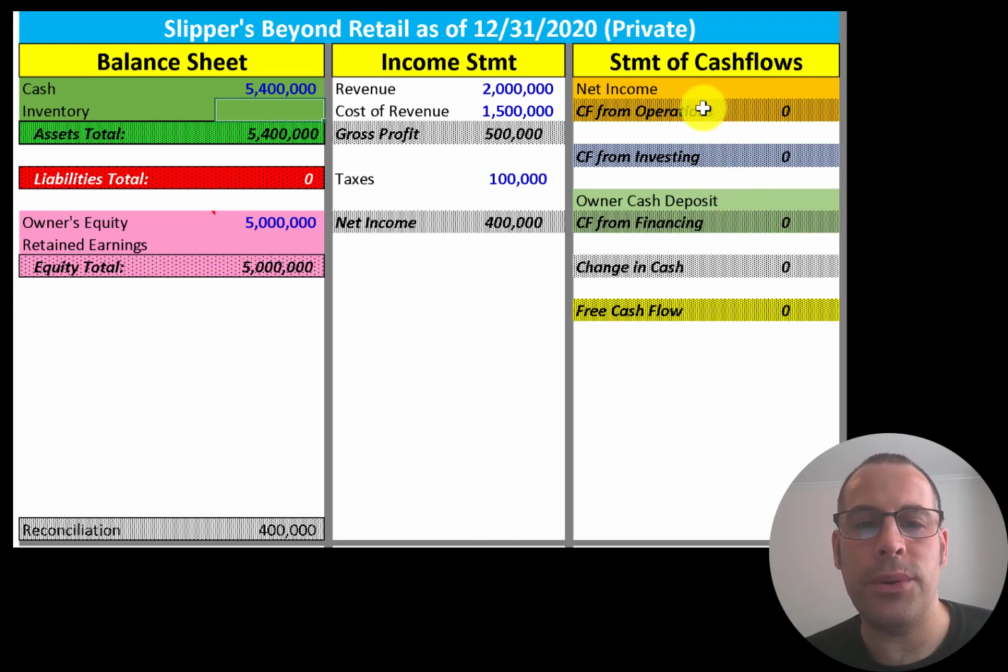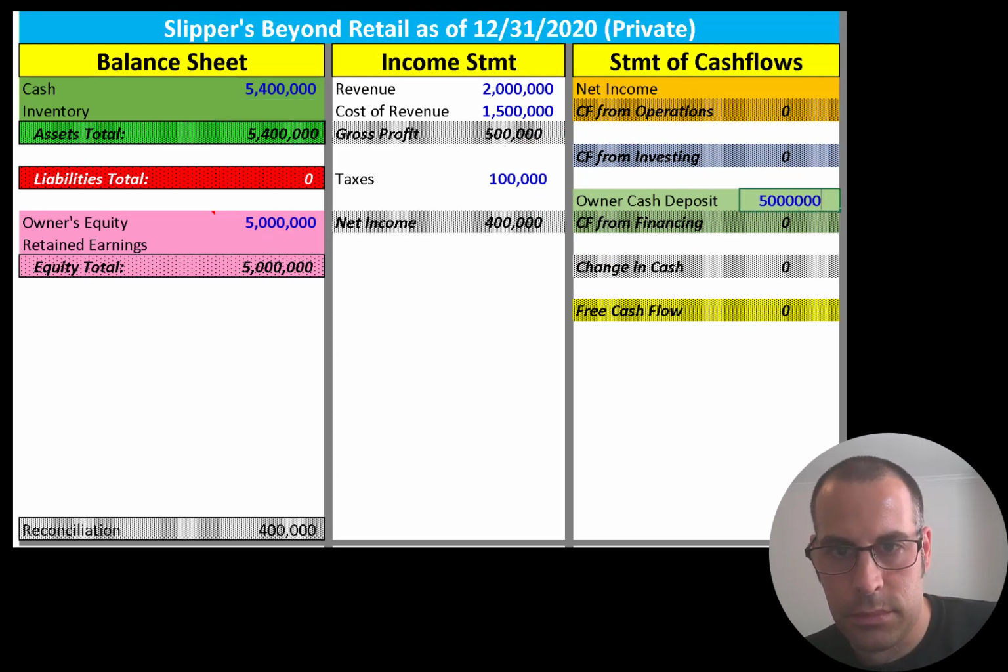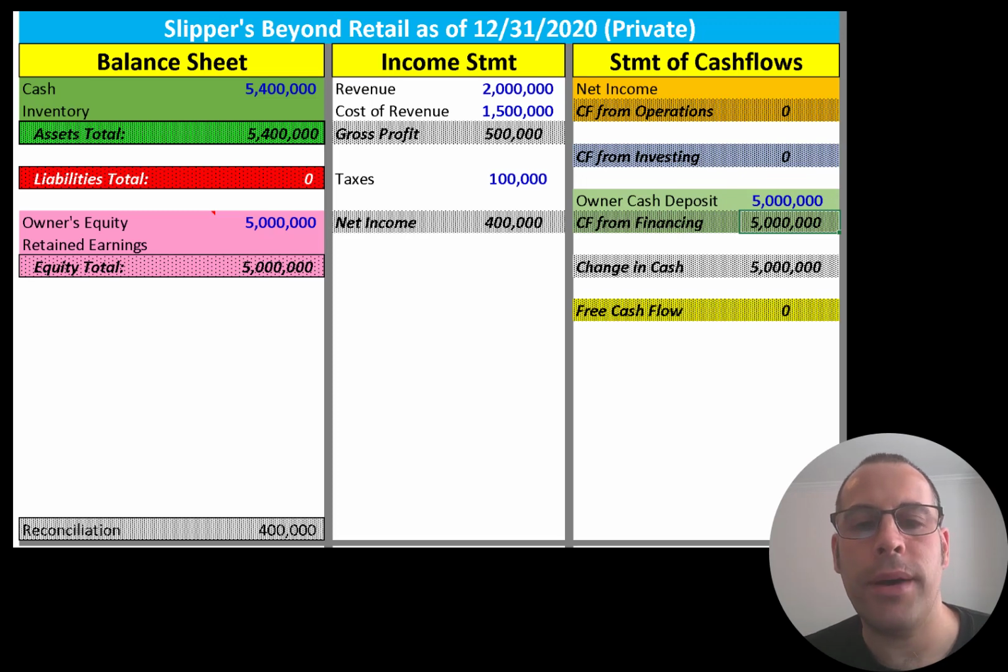The statement of cash flows is broken out into 3 sections: cash flow from operations, cash flow from investing, and cash flow from financing. We're going to add $5 million in cash flow from financing. Whenever your company gets financing, whether through debt or equity, goes into cash flow from financing. If your company gets money from sales of its business, that goes into cash flow from operations.